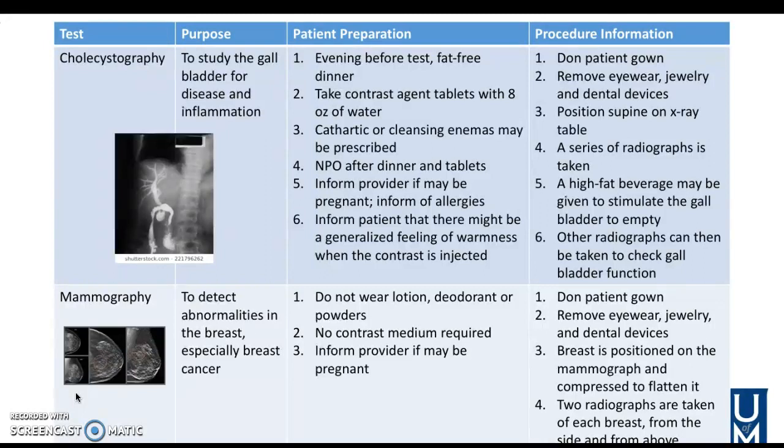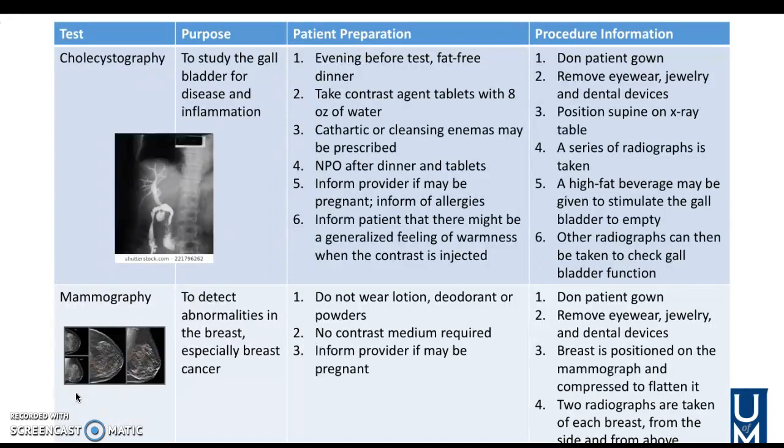So some preparation for these patients would be a fat-free dinner the evening before the test. Take those contrast tablets with 8 ounces of water prior to the test. They may have a cleansing enema, nothing to eat or drink after dinner. They're going to inform the provider if they may be pregnant and inform of any allergies. And we're going to inform the patient that they may have a warm feeling when they have that contrast.